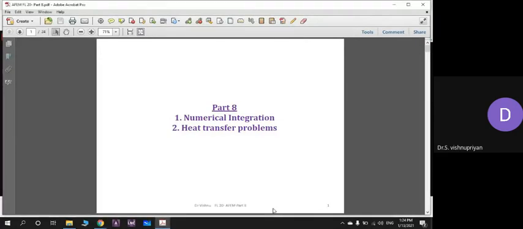In part 8, we will discuss two topics. First is numerical integration, and second, we will see how to handle heat transfer problems using finite element method.